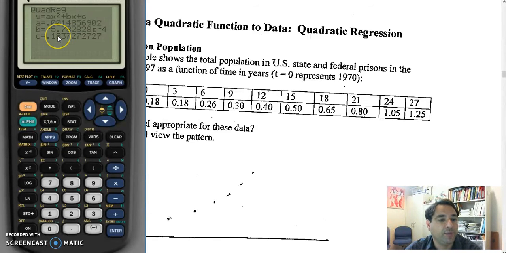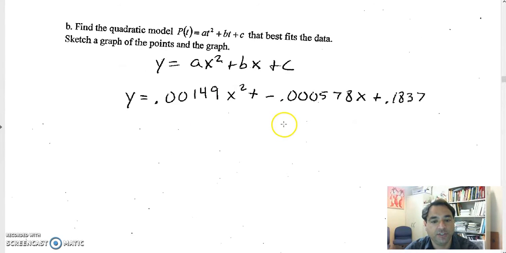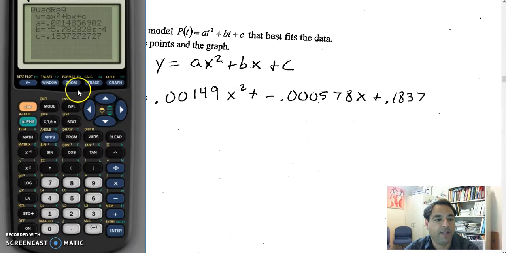But for now, here's our numbers, and I want to be very careful. A is 0.0015. B is not negative 5.78. See that E negative 4? That means we need to move the decimal 4 places to the left, so it's negative 0.000578, and C is 0.183. So you notice here, I write it out first, then I can put it in my calculator.